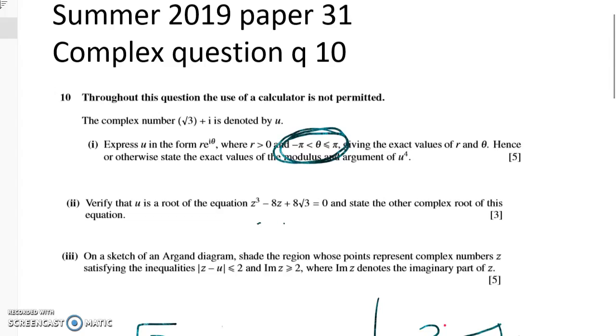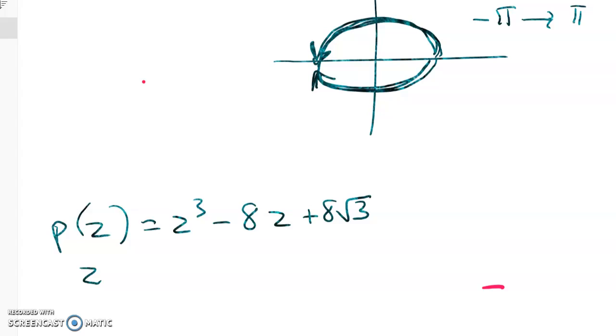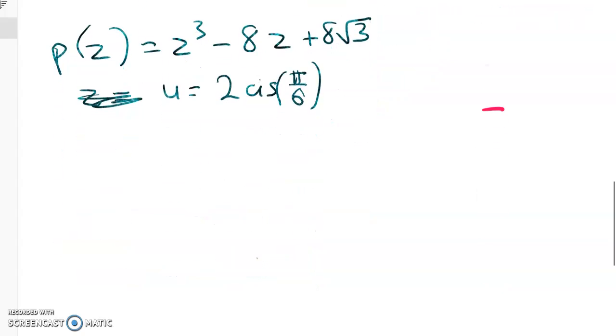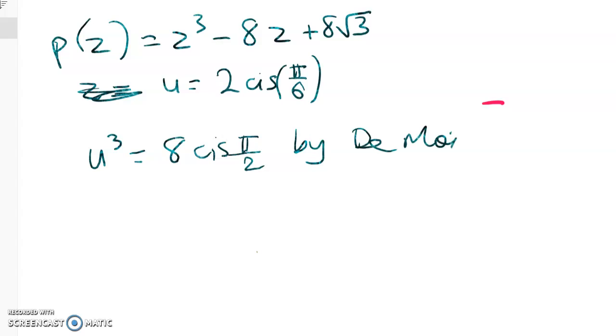Right, let's have a look at the second part. So we're going to verify that u is a root of this polynomial. So let's just start out by saying that p of z is equal to z cubed minus 8z plus 8 root 3. And I'm going to write u in polar form. So u is equal to 2 cis pi on 6. Now you can either substitute directly in, or you can do a little bit of working out to the side, which is what I did. So u to the power of 3 will equal 8 cis 3 pi on 6, which is pi on 2. And that's using de Moivre's theorem.